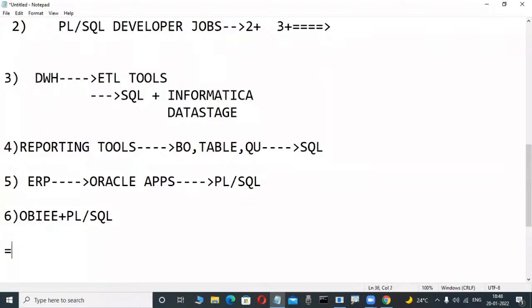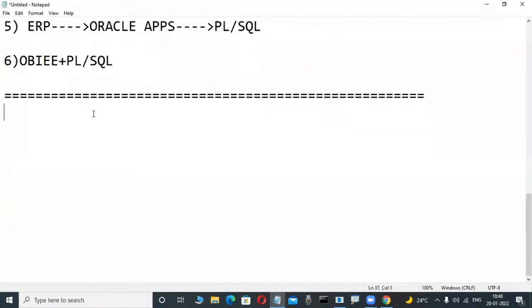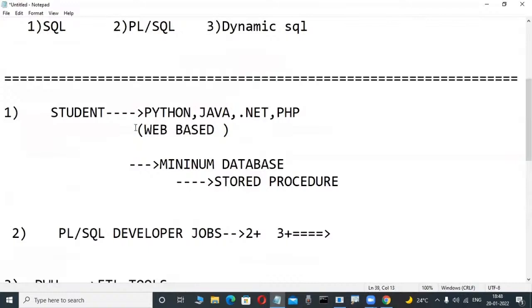Suppose you are not interested in the programming side, and you want the administration side, you want jobs only. In that case, DBA courses are there: Oracle DBA, SQL Server DBA, MySQL DBA, database administration courses. These persons also need minimum knowledge, minimum SQL knowledge, before learning those courses.